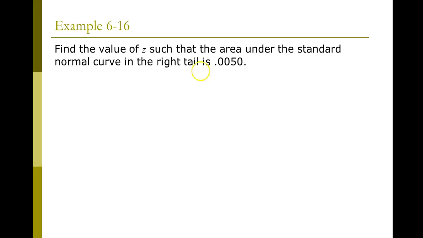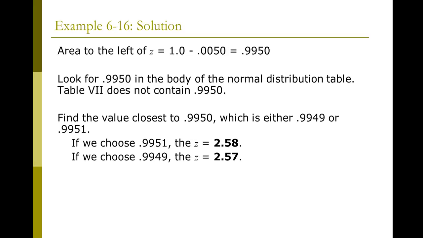Okay, here's another. Find the z-value such that the area under the standard normal curve in the right tail is 0.005. So again, you look for a point. Oh, but this is in the right tail. So the area to the left, we want in the left tail to be this, right? If it's this much in the right, then to the left it's 1 minus that. So it's this. So look for that in the table.